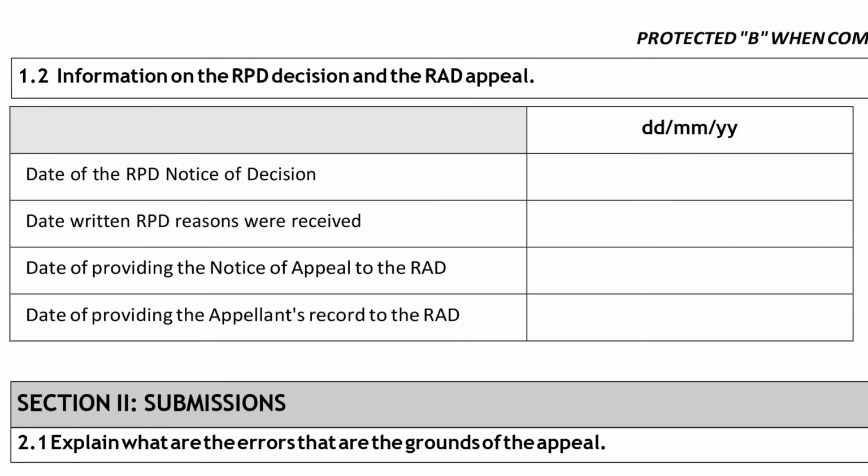In section 1.2, put in the following dates: the date when you received the RPD Notice of Decision, the date when you received the RPD Reasons and Decision, and the date that you submitted your Notice of Appeal to the RAD. Leave the last box blank. You need to fill it out on the date that you send this package to the RAD.